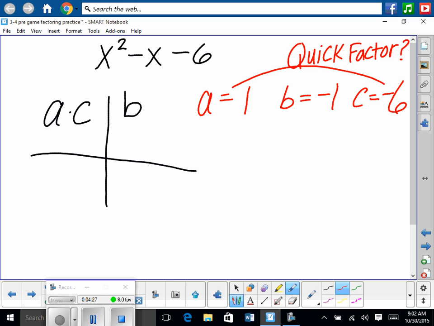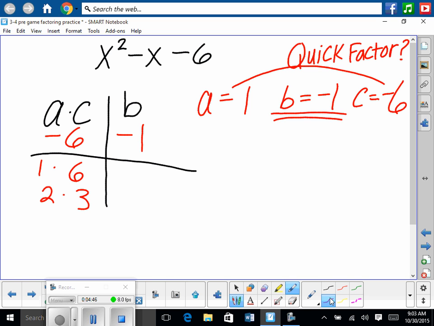So 1 times negative 6 is? What multiplies to be negative 6 and adds up to be negative 1, right? Is that what we're looking at? Then we list out our factors of 6: 1 times 6, 2 times 3. Now let's take the correct factors that would add up to be negative 1.